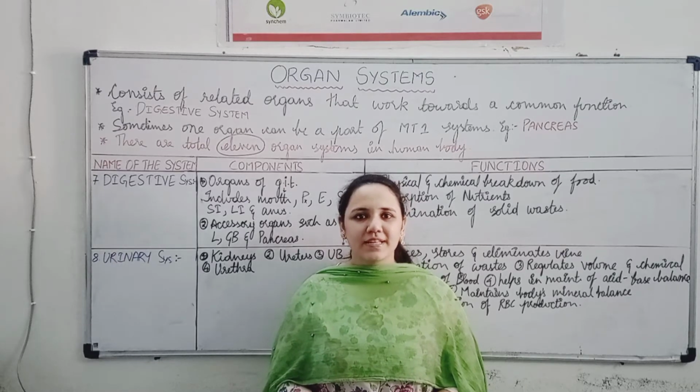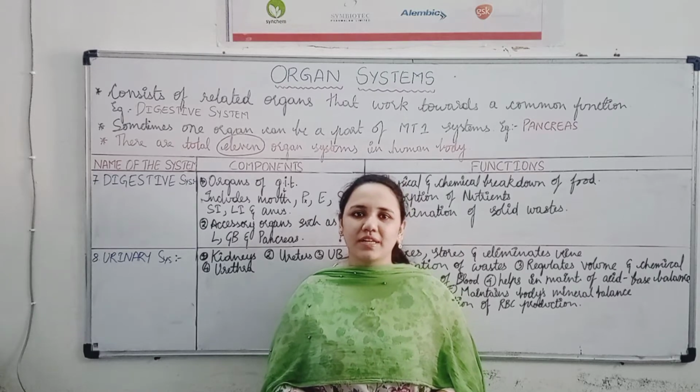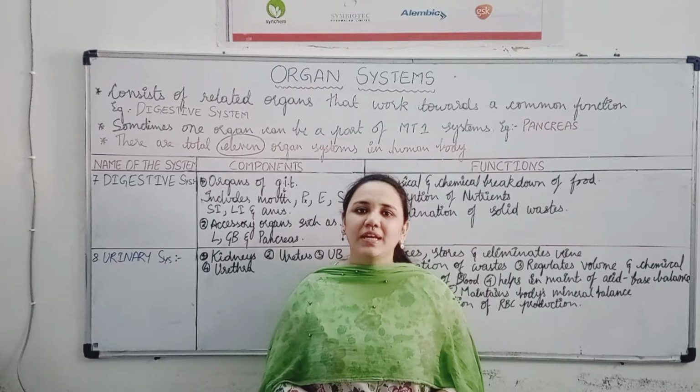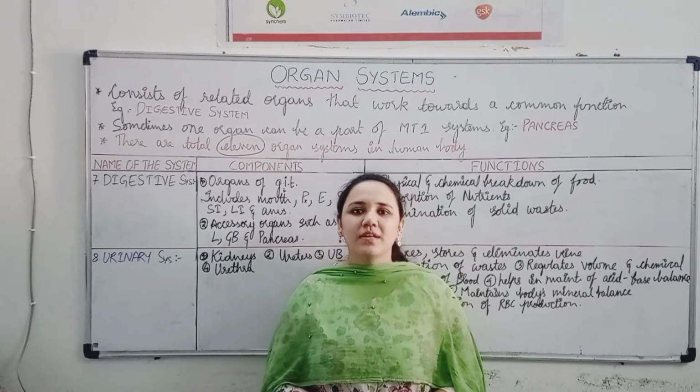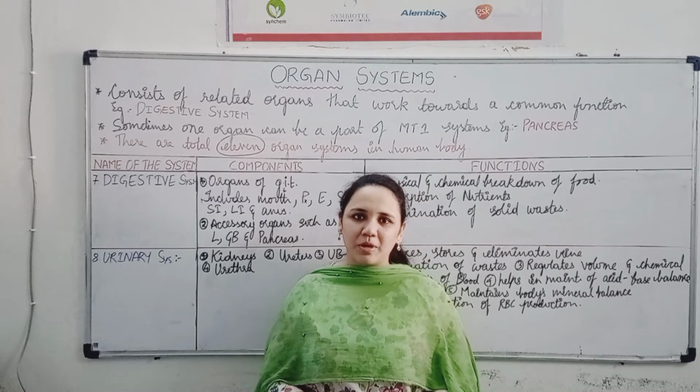In our previous lecture, we have seen about the first 6 organ systems that are present in human body. In today's class, we will look at the remaining 5 organ systems that are present in human body.